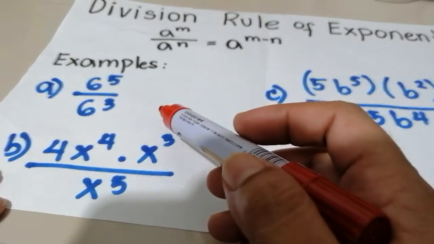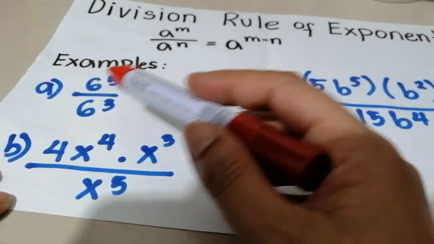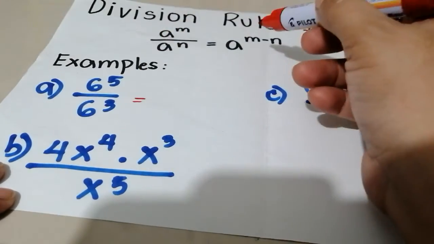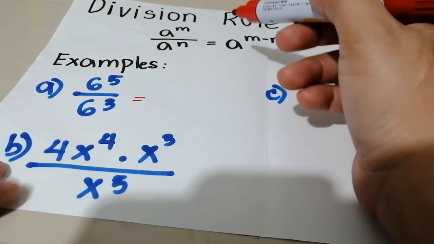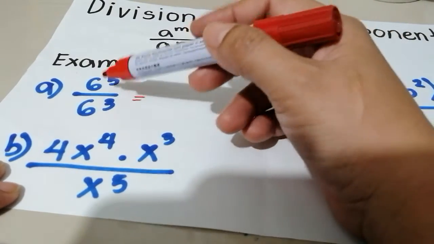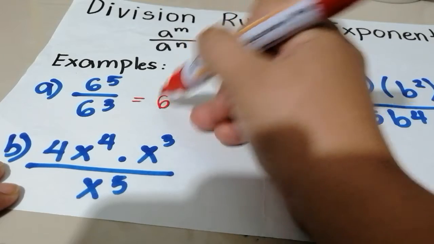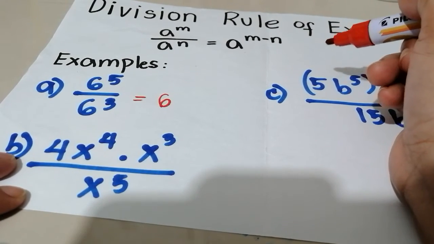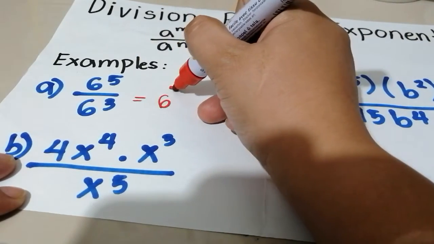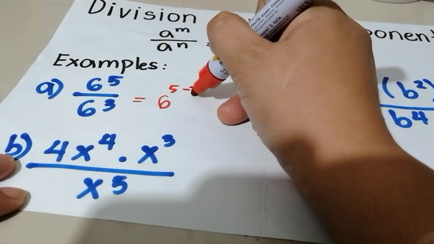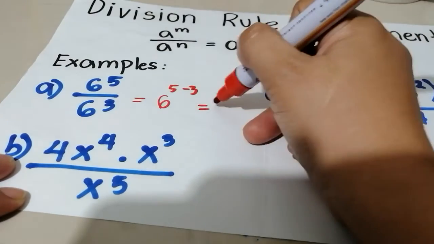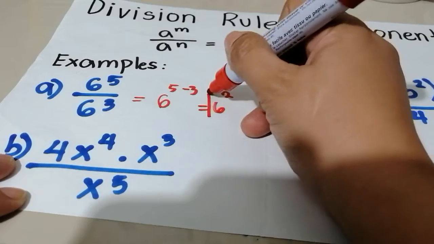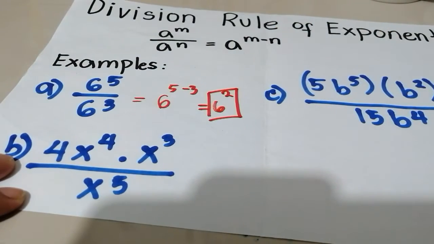So, example number 1, 6 raised to the 5th power over 6 raised to the 3rd power. So, as the rule says, we just have to copy the bases. So, yung bases niya parehong 6. So, ikokopya lang natin yung 6 dito. And then after, what do we do with the exponent? We are going to subtract the exponent. So, susulat natin 5 minus 3. So, the final answer here will be 6 raised to 5 minus 3 is 2. So, the final answer is 6 raised to the 2nd power.